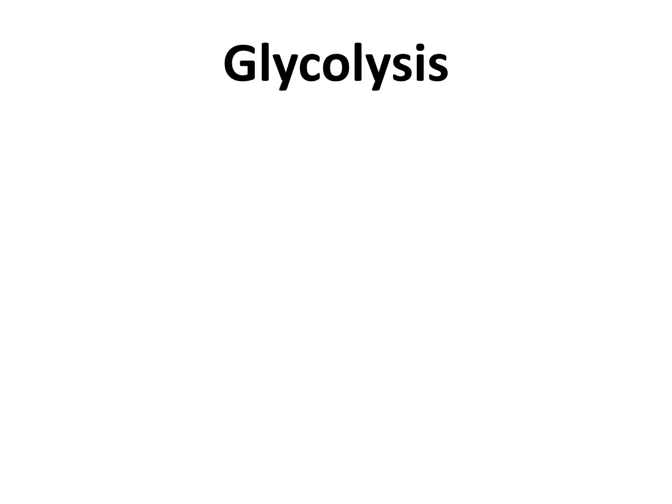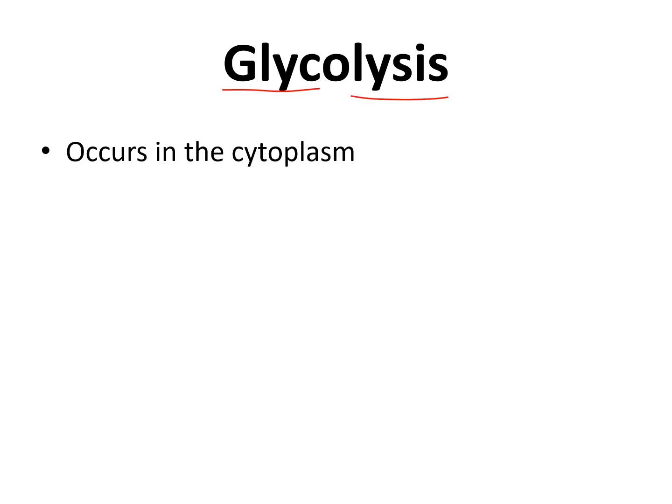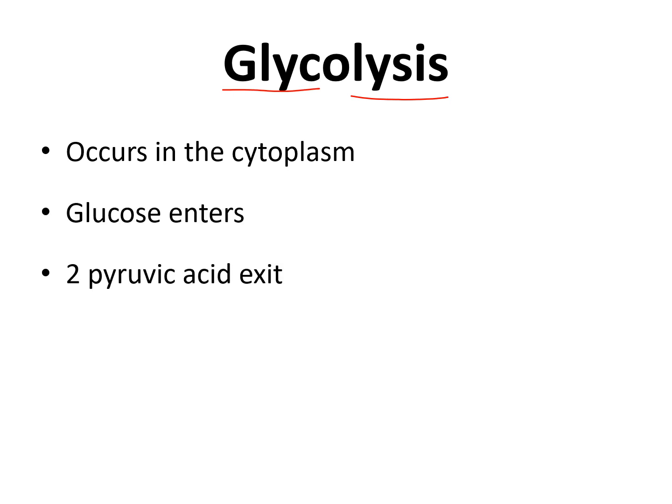The first stage in cellular respiration is called glycolysis. And glycolysis literally means glucose splitting. This process occurs in the cytoplasm. Glucose enters and 2 pyruvic acid exit. So when you split glucose, the result is 2 pyruvic acid molecules.